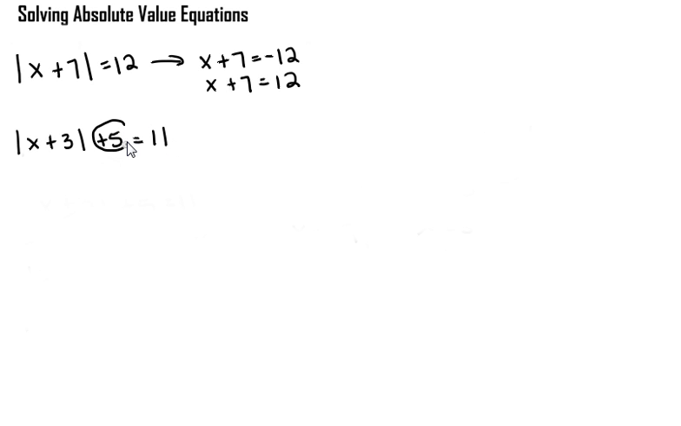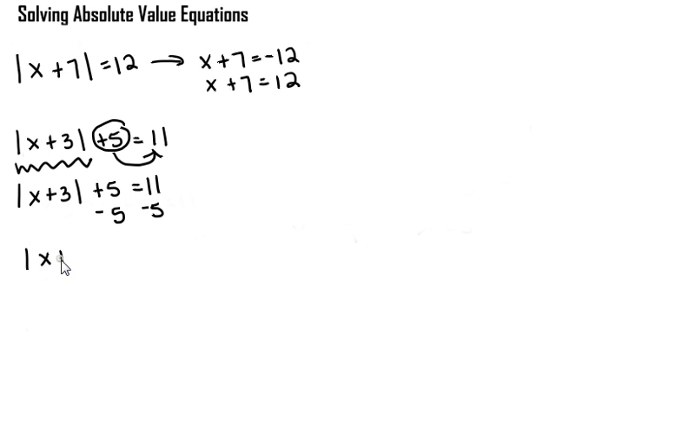First, we have to move the plus 5 to the other side so that we can get the absolute value by itself first. So, in order to get the absolute value by itself, we simply subtract 5 from both sides and we get the absolute value of x plus 3 equals 6. From here, we can make our two equations. X plus 3 equals a negative 6 and x plus 3 equals a positive 6.